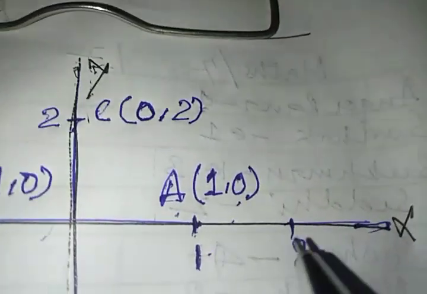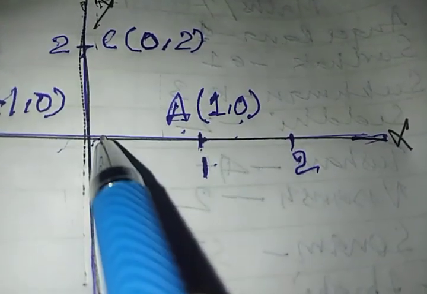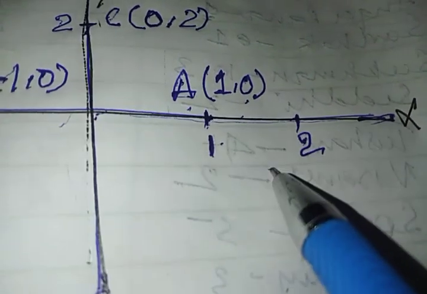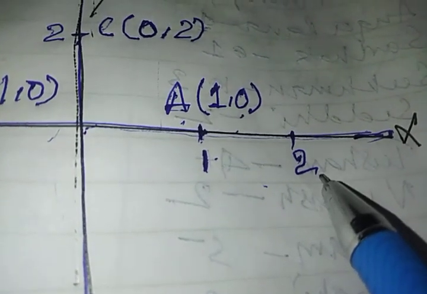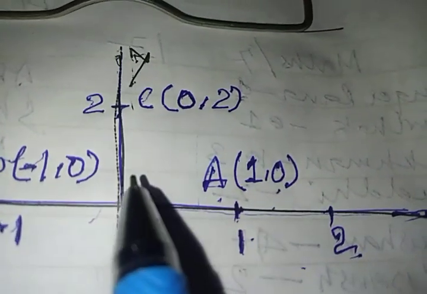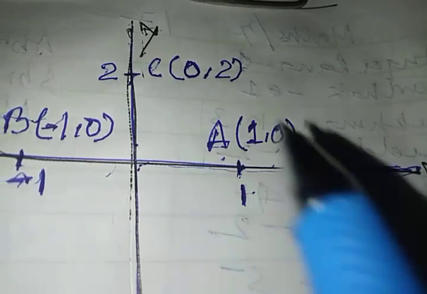Now these plottings, the numbers on the x-axis, are called abscissa, and the numbers on the y-axis are called ordinate.